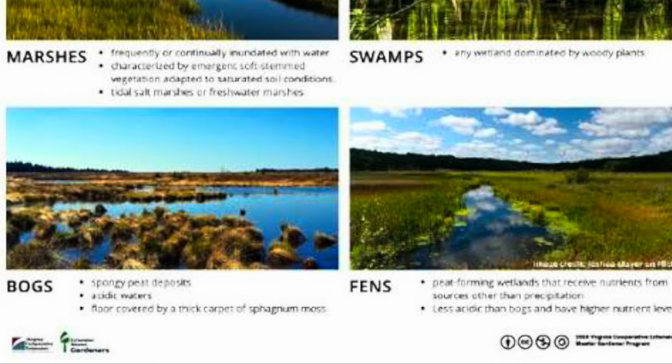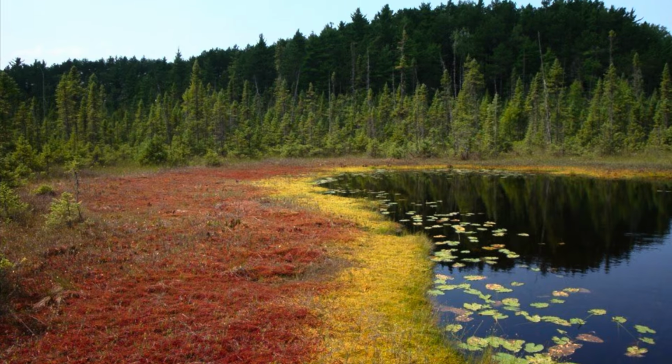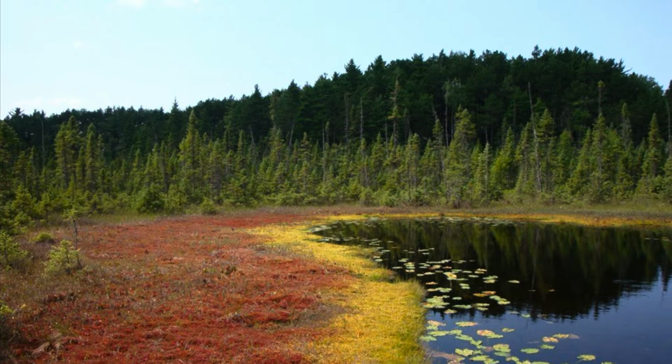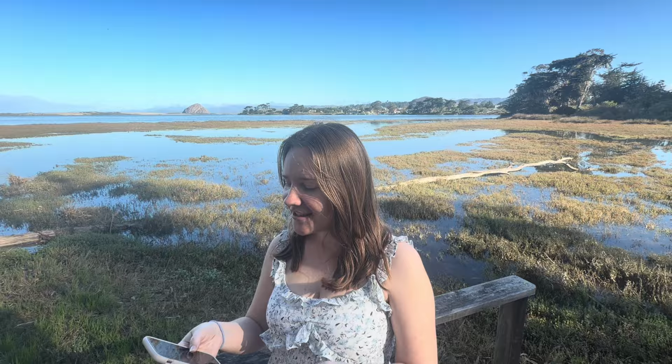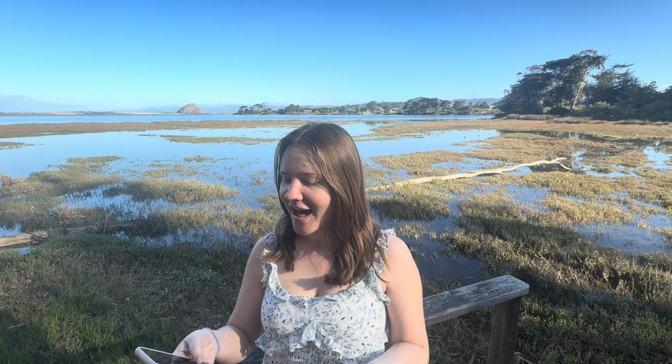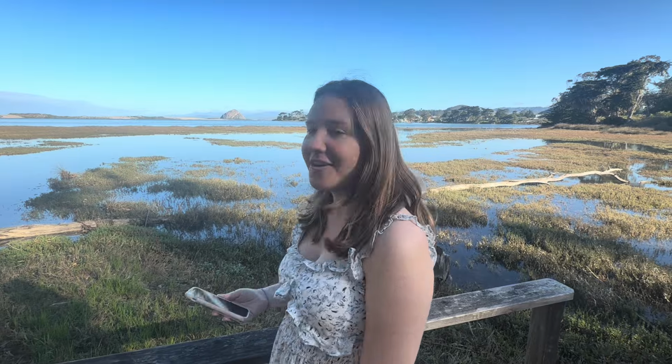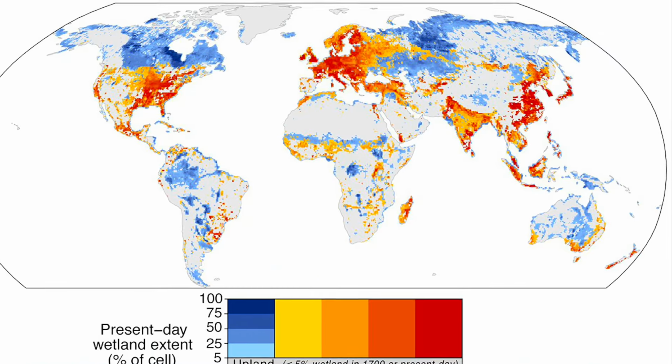And bogs tend to be low pH but low nutrients. So they're very acidic but very low in nutrients. And then fens, which are very high in nutrients but higher in pH, so more basic. And that is because fens typically take groundwater from the earth, as opposed to bogs, which take rainwater from the sky instead.